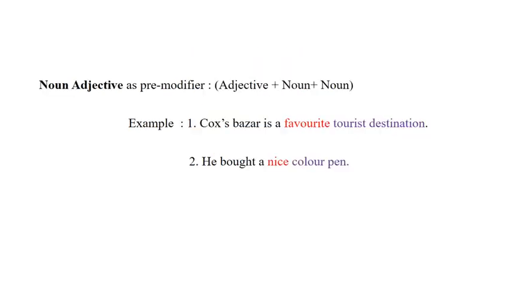Now, noun adjective as pre-modifier. In our previous lecture, we came to know that sometimes a noun comes before a noun and acts like an adjective and modifies the second noun. Now we will know about noun adjective. A noun adjective is actually a combination of three words, where there is an adjective first and then two consecutive nouns. I will make it clear by giving you two examples.